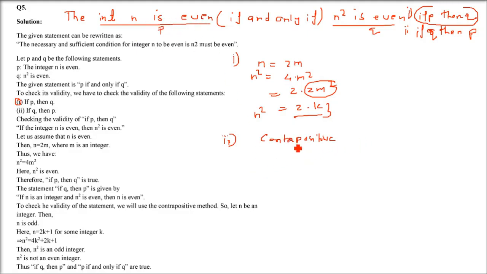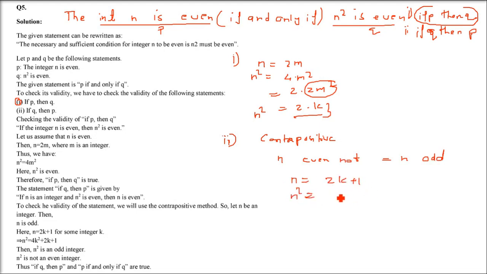So what do we say? We say not P, so n is not even. We say n is not an even number. What does it mean? That n is an odd number. N has to be an odd number. When n is odd, how can we write an odd number? When n is odd, we can write it as n equals 2k plus 1.